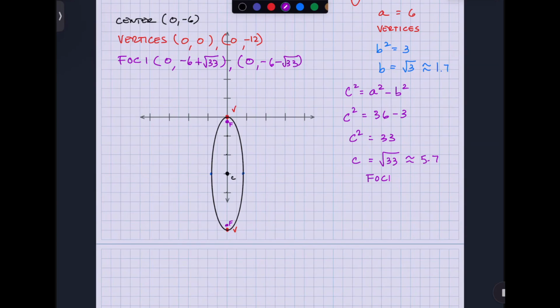Again, this distance right here is square root of 33, right? So this distance would be negative 6 minus square root of 33. And this distance here is square root of 33, so I would take the negative 6 and add square root of 33. And you'll get that 0.3 if you tried it out, or 0.26 or something like that.